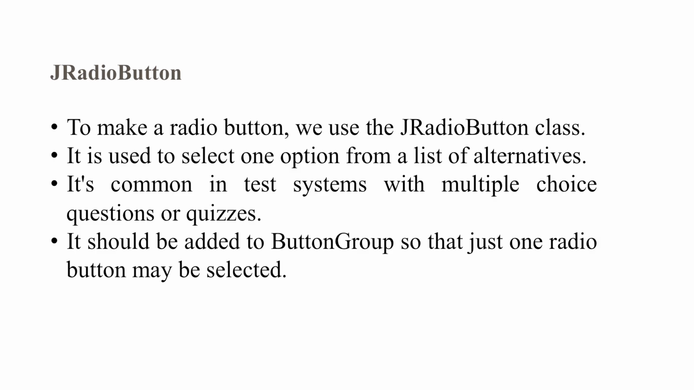JRadioButton. The radio button is also derived from the JRadioButton class, and this selects one option from the different alternatives. Normally there is a group of buttons and a number of choices, but whenever we select one, the other earlier selected button will get automatically turned off. The radio button is used for multiple questions or quizzes and multiple choices, and we can select any one out of them at a time.